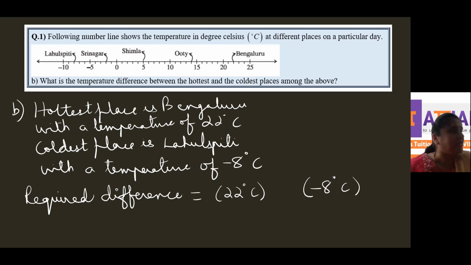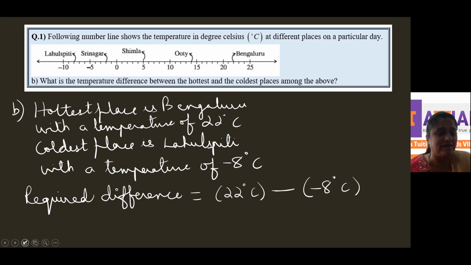22 degrees Celsius first, and then -8 degrees Celsius. Now, what should you do with these two numbers? Subtract. So you should put a minus sign. You must not say that 8 already has a minus sign, so I did not put a minus sign.